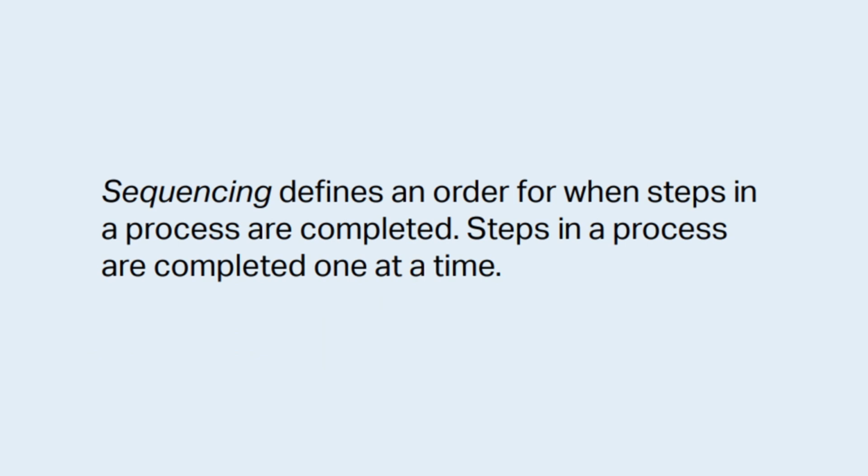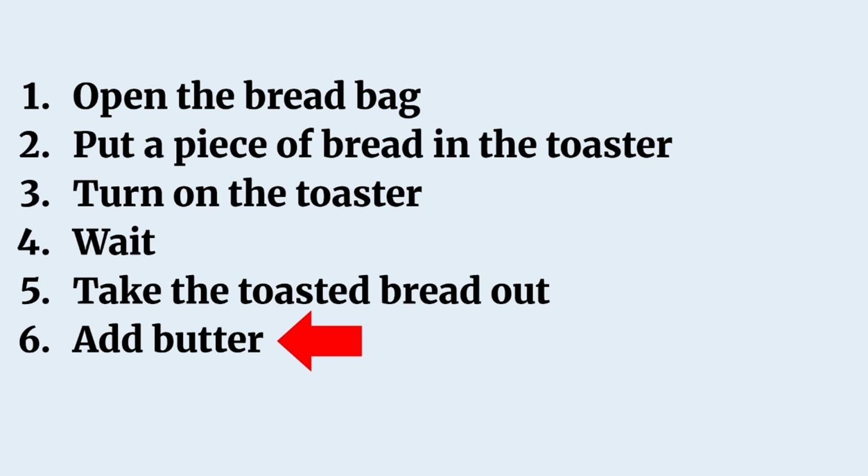Steps in a process are completed one at a time. This is simply another definition College Board wants you to know. You wouldn't add butter to the bread before it's toasted. We know not to do this in our toast algorithm because of the sequence. My analogy kind of falls apart for this next bit, so we can move on from it.